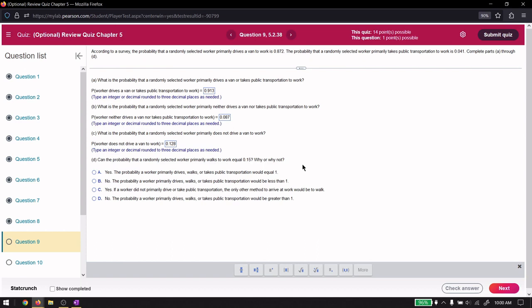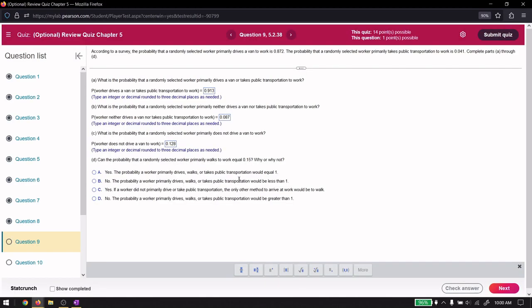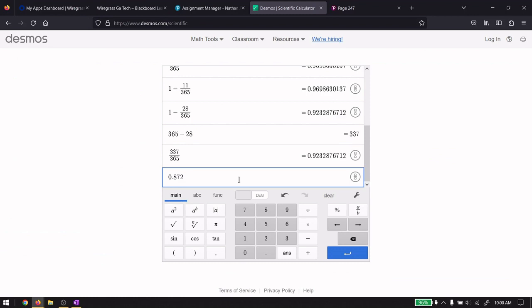1 is always happening. So if you're going to say probability of driving a van or public transportation or walking to work, it's going to be all those things added up. Let's go ahead and do that. We have 0.872 for driving a van. Then we have 0.041 for taking public transportation.